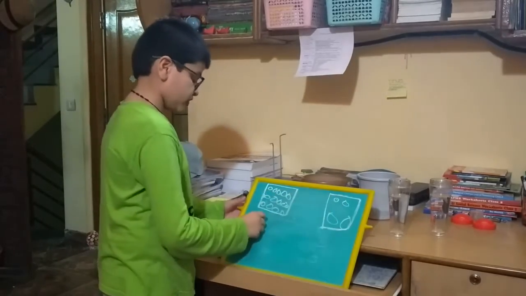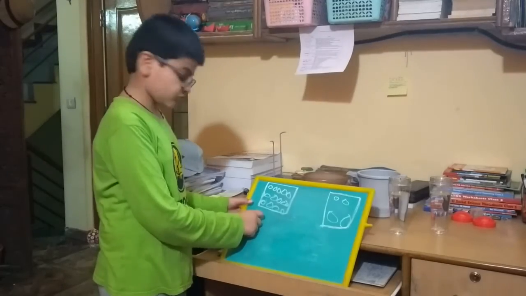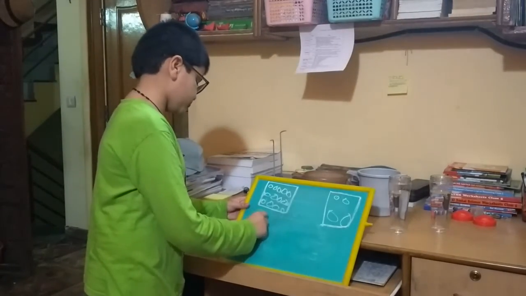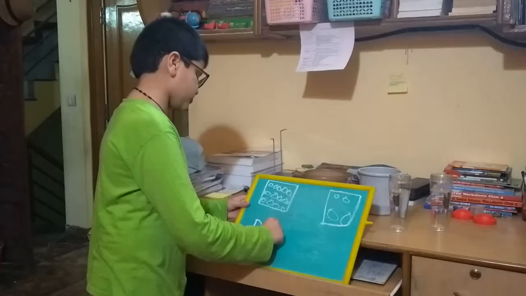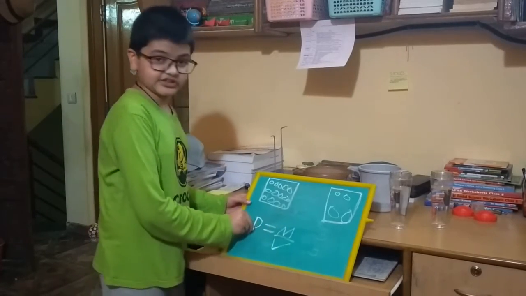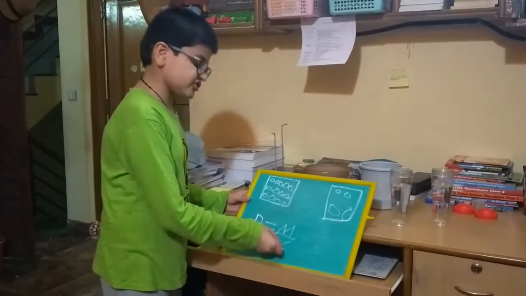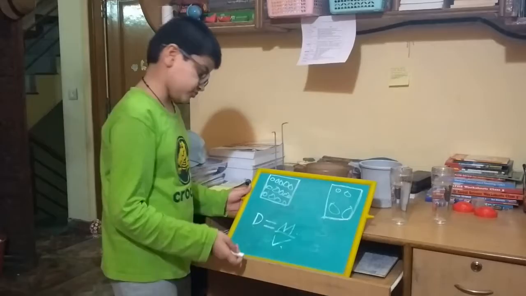to this. Now many people want to measure what is density quantitatively. So this is where we use D = m/v as the formula, where D is density, m is mass, v is the volume of the object.